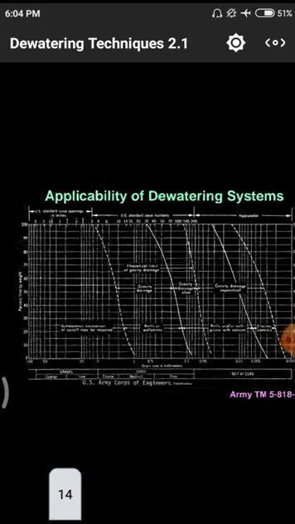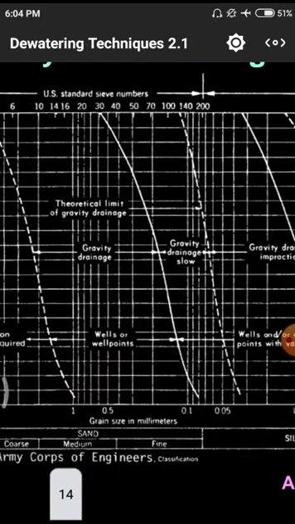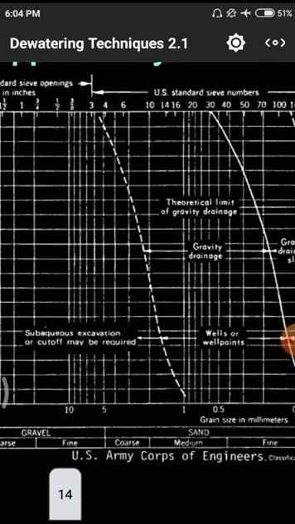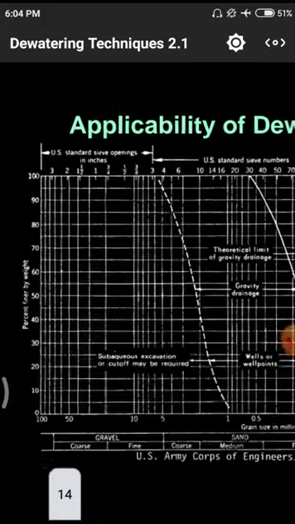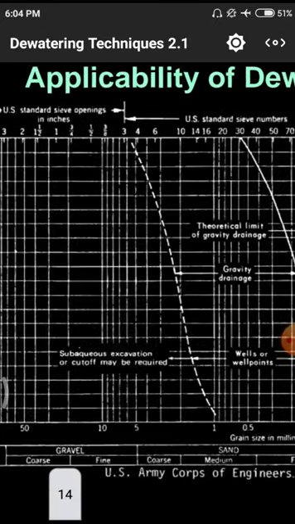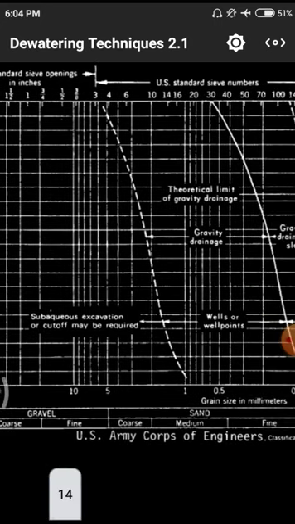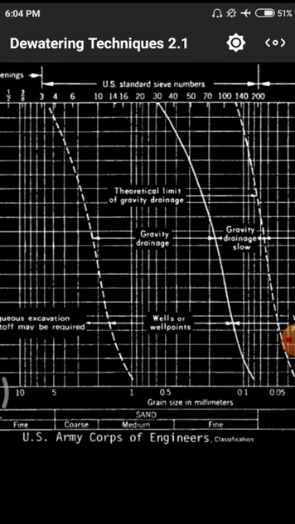This is the pictorial representation. That means these are all US standard sieve numbers. Normally we use Indian standard sieves. This is the diagram related to the United States, particularly used by the US Army Corps of Engineers.